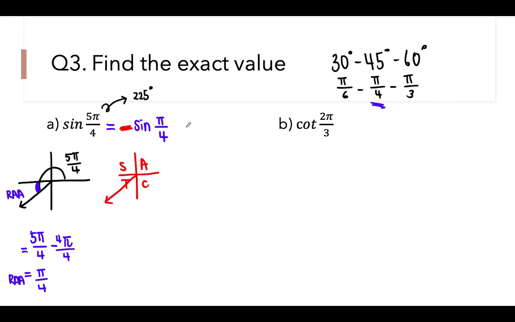So go back to your special triangle. Sine pi over 4 is going to be 1 over square root 2, and then negative. But because we don't like square root in the denominator, we're going to rationalize it by multiplying square root 2 and square root 2 top and bottom. So your final answer is going to be negative square root 2 over 2.